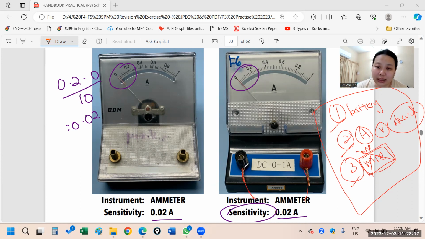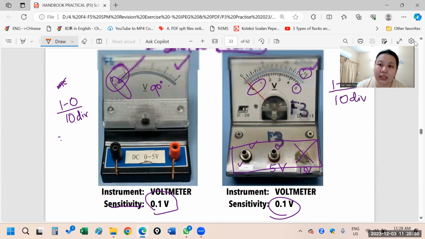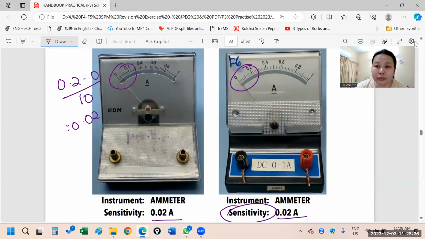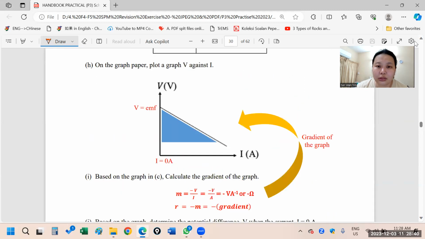Okay, can connect directly, no problem. But when you use voltmeter, normally we use 5 volts. Okay, 5 volts. So you will see lah. Okay, so the rest actually not so important.